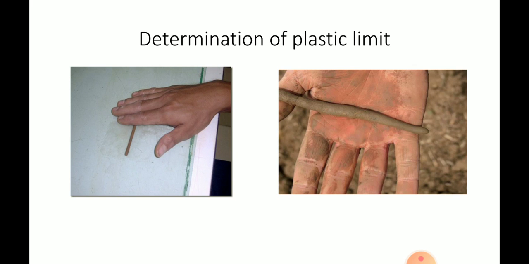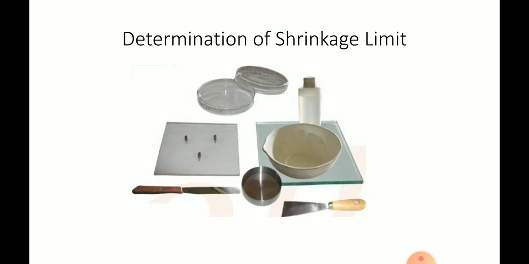Next is determination of plastic limit. In case of plastic limit, the soil sample is mixed with water and rolled to form a thread of 3 mm diameter. It is rolled until crumbles are formed on the surface. Next is determination of shrinkage limit. So this is the apparatus used.